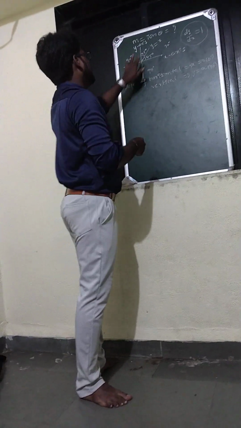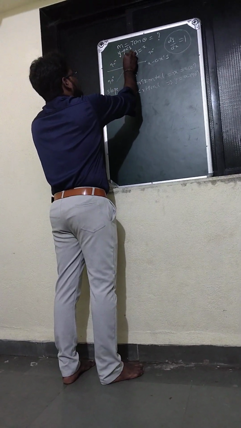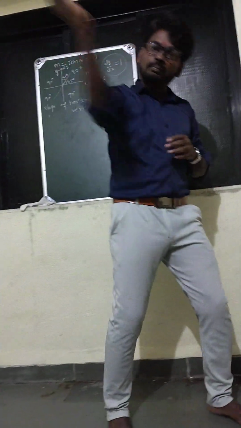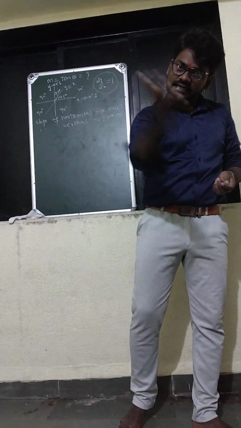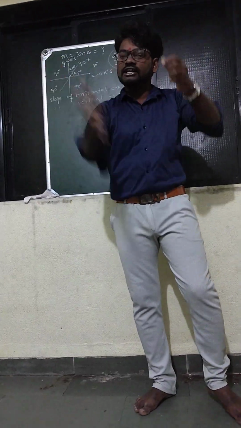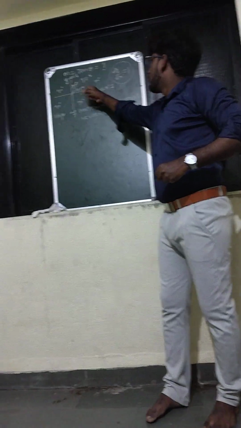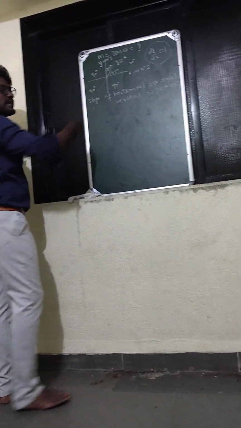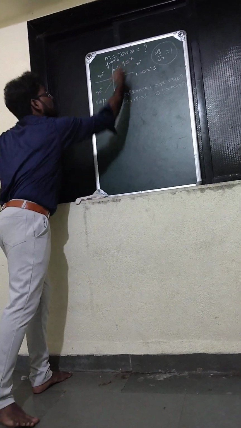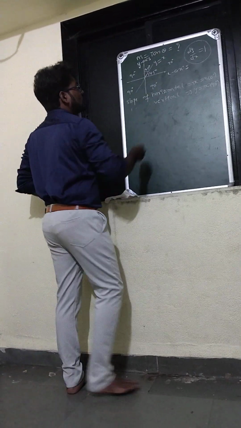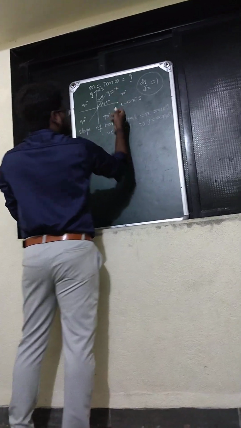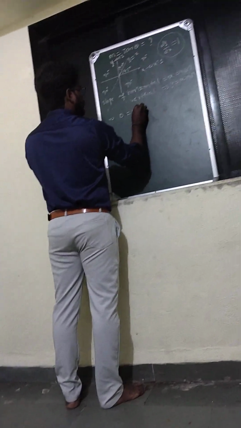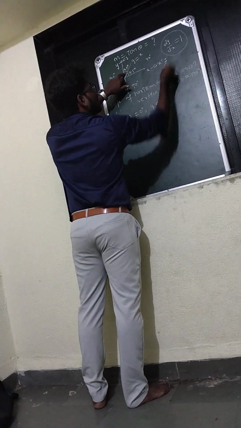45 degrees. The y equals x line is bisecting, cutting directly into two equal parts. The total 90 degrees line is cut into two equal parts, 90 by 2, 45. And 45 degrees, you observe this one.